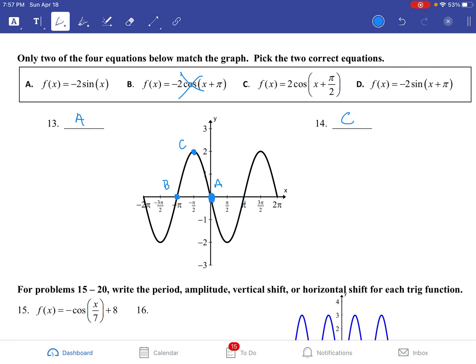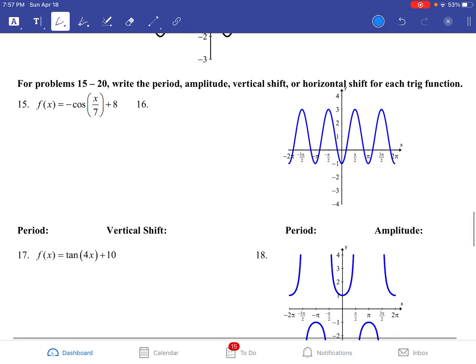Let's do D just for good practice. We again have plus pi for our horizontal shift, which starts at the same place that B was. But the reason that D does not work is that at the point D, or B, either one, the graph goes up first, which means it is a positive sine function, not a negative, like the equation is. So that's why D does not work. It's in the right place, but it's going the wrong direction.